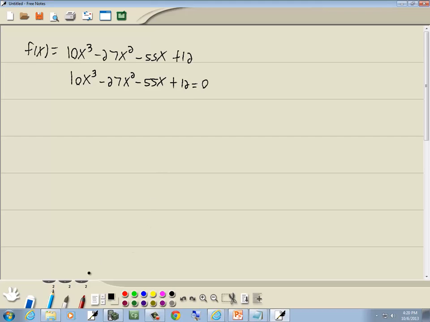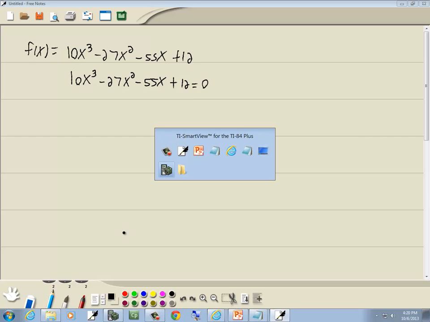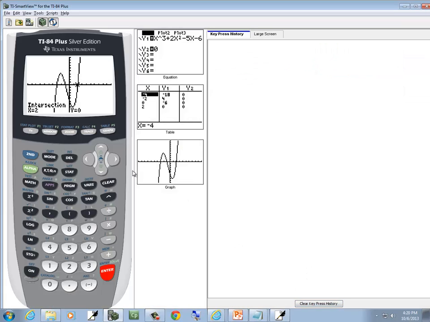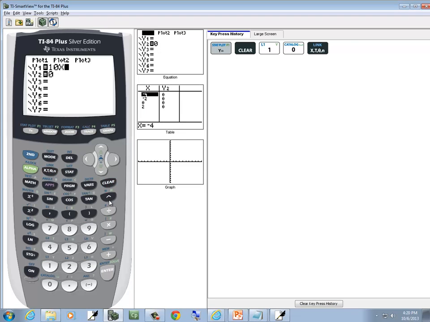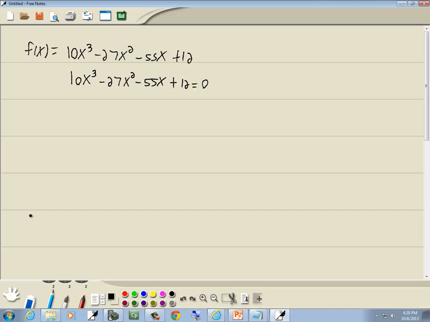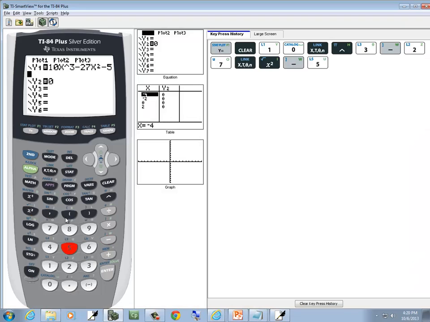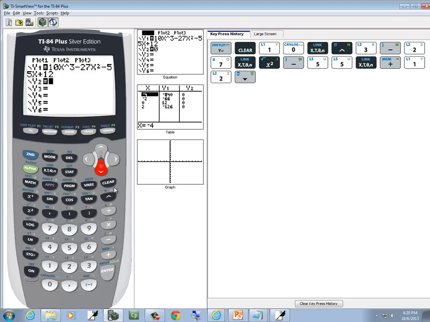So we'll put our polynomial on y1 and 0 on y2 on our calculator. So I'll press y equals, clear, and then I'm going to put in 10x to the third, so 10x caret 3 minus 27x squared minus 55x plus 12, and then down arrow to y2, press clear to clear out whatever's there and put 0 on there. Have to have 0 on y2. This process doesn't work unless you put 0 there.